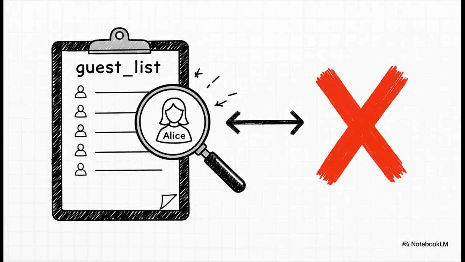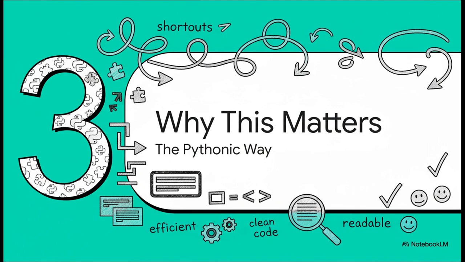And just to make sure this logic is totally clear, look at this. What if we ask if Alice is not in the list? Well, Python sees that Alice is right there, so our statement is wrong. And because our statement is wrong, the result is False. It's perfectly logical, perfectly predictable. So this is way more than just a neat little shortcut. Using in and not in is a huge part of what developers call writing Pythonic code. And all that means is code that's super clean, easy to read, and gets the job done efficiently.